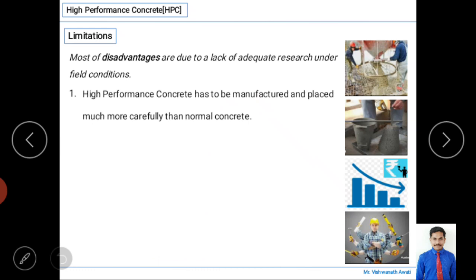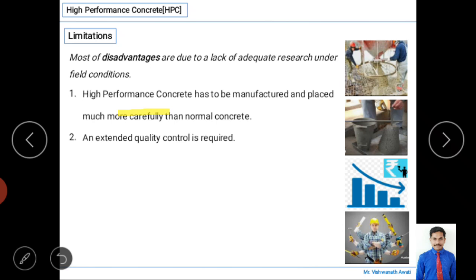First one is, high performance concrete has to be manufactured and placed much more carefully than normal concrete. So here, as I told, while preparing the concrete and while placing the concrete, we have to be more careful. If you are not careful, then the entire purpose of using high performance concrete may fail. So if you want to get good strength, then we have to take more care while preparing as well as while placing the concrete.